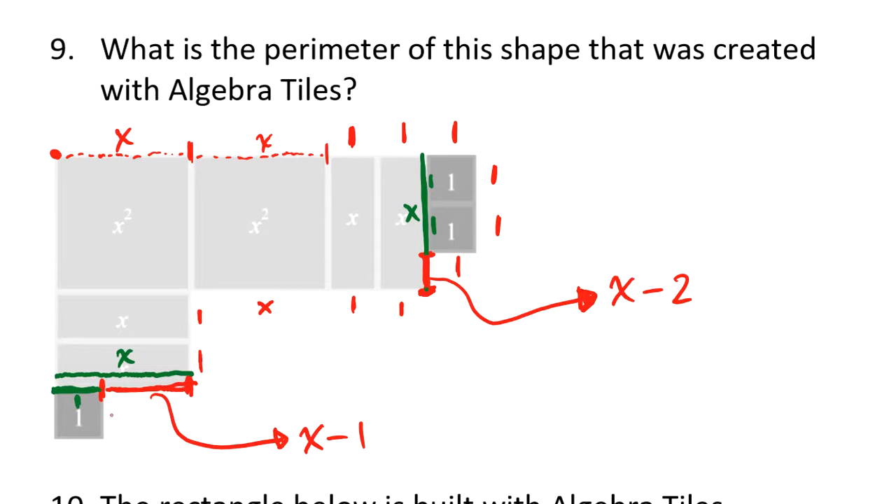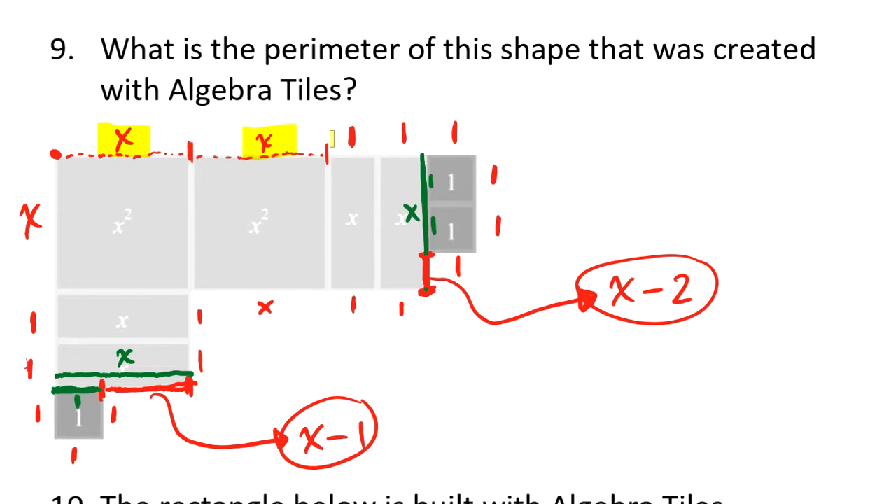If I fill in the rest of them, this is a 1, a 1, a 1. This is 1 unit, 1 unit. And finally I end with an x right there. So I'm going to save these, but I'm going to count up everything else. So if I count up the x's that I see on the perimeter so far, I guess I'll highlight these in red or yellow. So there's 1, 2, 3, and 4. So far, I know that my perimeter has 4 x's.